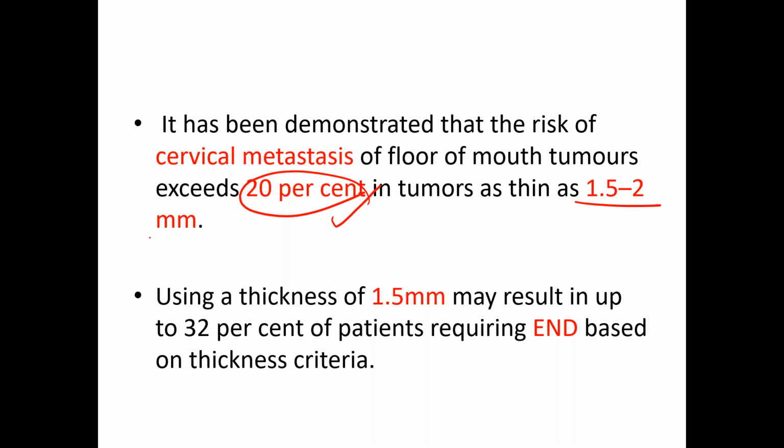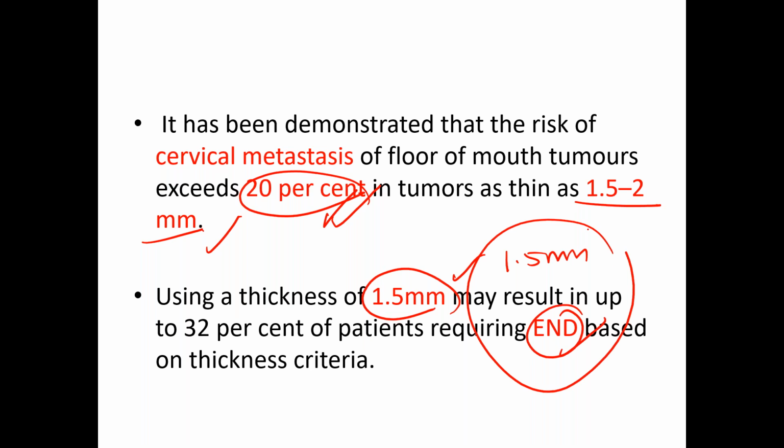Even a tumor as thin as 2 millimeters can have cervical metastasis. So if a 1.5 millimeter tumor is there, you have to go for neck dissection. It is very important. T1 is less than 2 centimeters. Even in T1, some people say go for neck dissection.